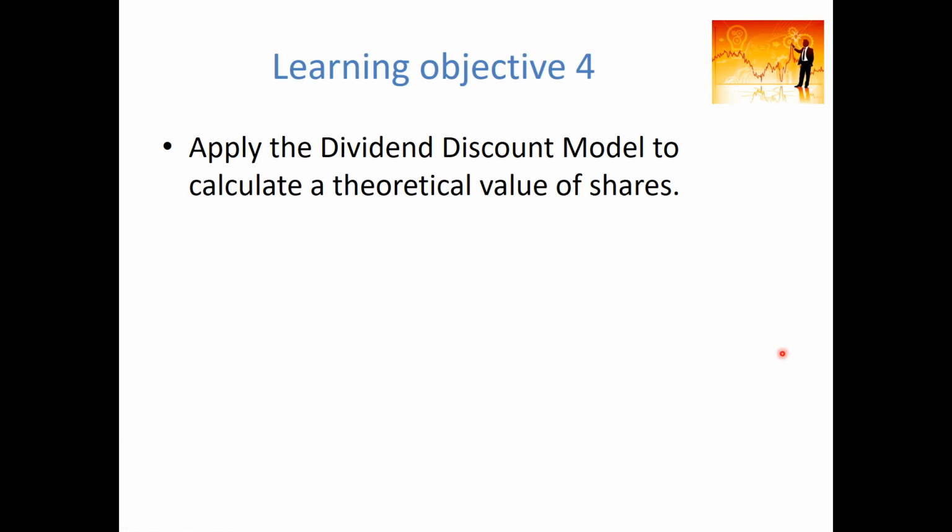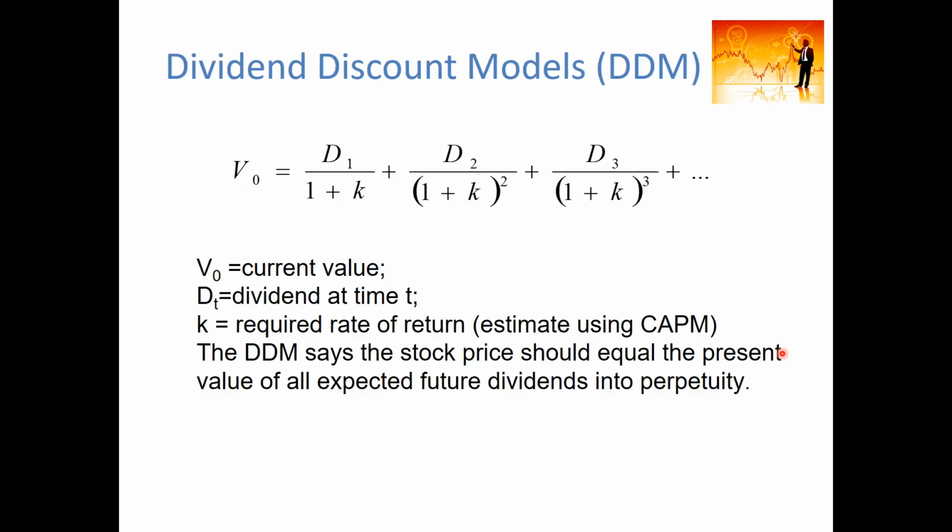Hello everyone. This is the last learning objective today. In this learning objective, we consider the application of discounted cash flow measures to come up with the valuation of shares. So as a starting point, we know that across all discounted cash flow measures, the underlying theory is the same. The current price of an asset is a function of the present value of all future cash flows.